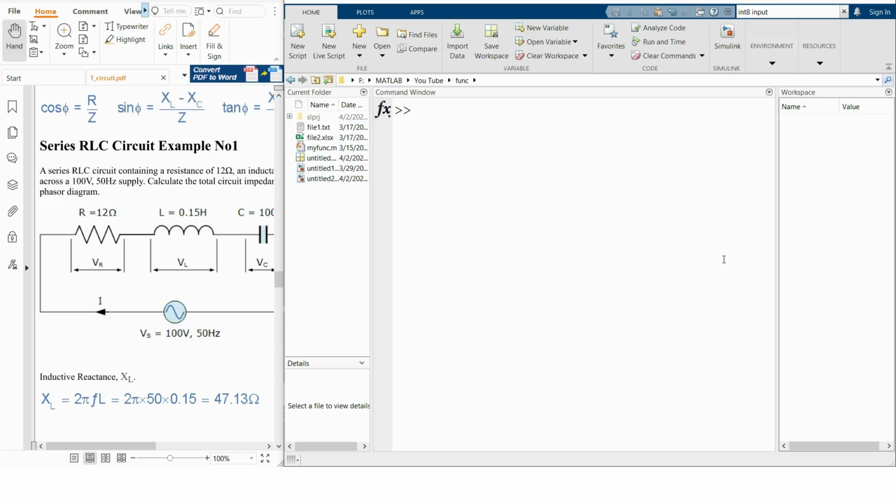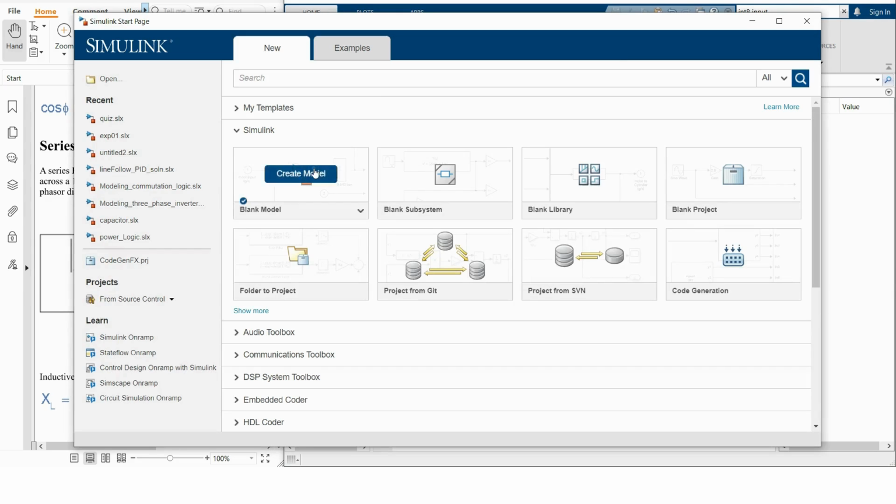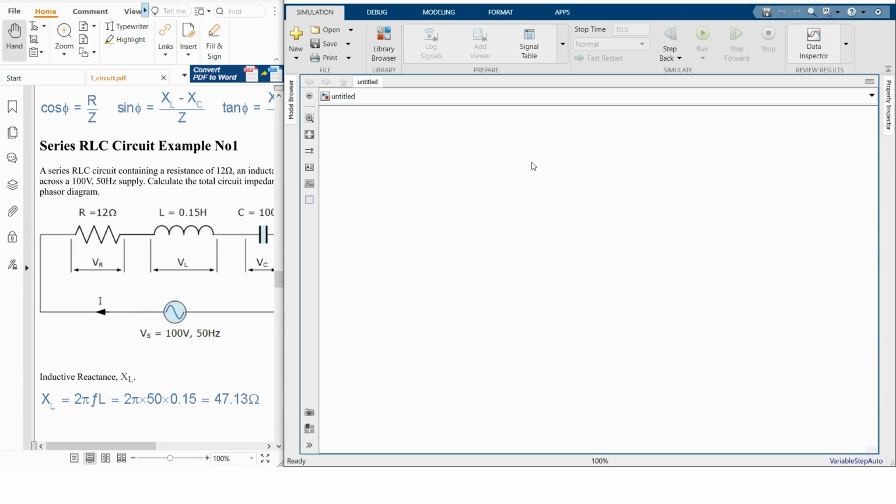In this video, I'll show you how you can model or simulate an AC circuit in Simulink. In this video, I'll mainly simulate a simple RLC AC circuit. For that, I'm opening Simulink and then a blank model. So this is our blank model.